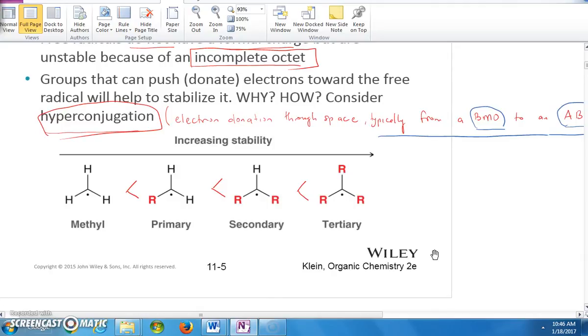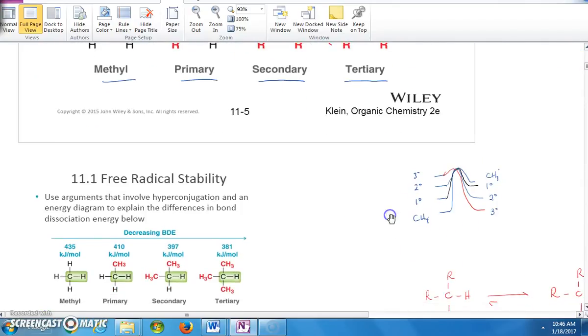Now, the same trend that we observe in carbocations is observed with radicals in terms of stability. Just like in carbocations, we know that the tertiary is the most stable. Following that is the secondary radical, while the primary and the methyl is the least stable. And the reason again is due to hyperconjugation. So let's make a note of it.